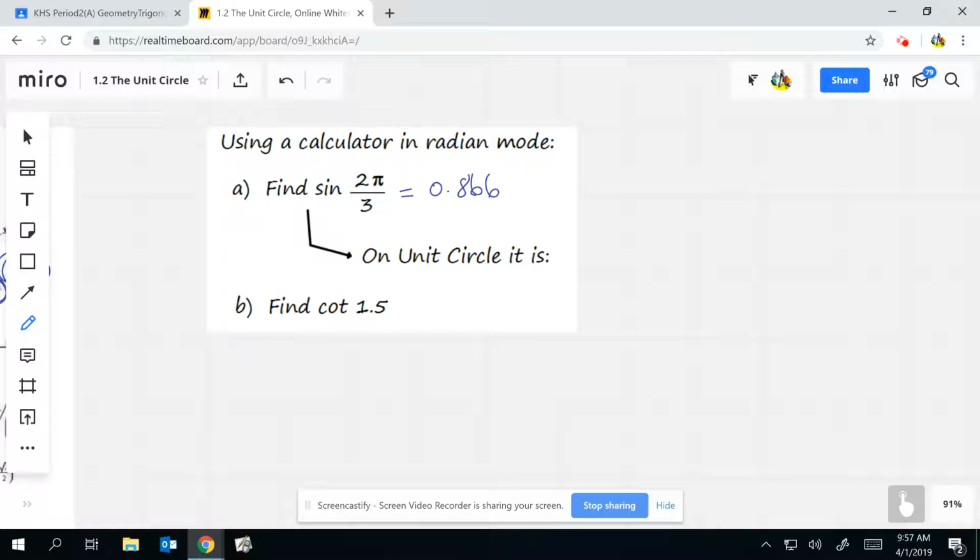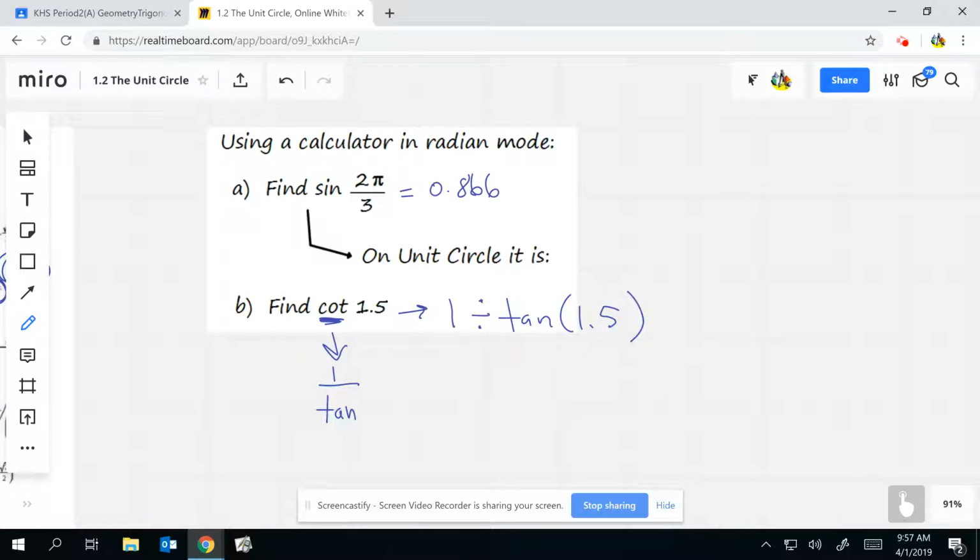It's the second one that's hard because we don't have a cotangent button on our calculator. Your calculator only has sine, cosine, and tangent buttons. So how do I put a cotangent in here then? There is no cotan button. Well, what we do know about cotangent is that it's 1 over tangent. So what we want to do on this one is put 1 divided by tan of 1.5.